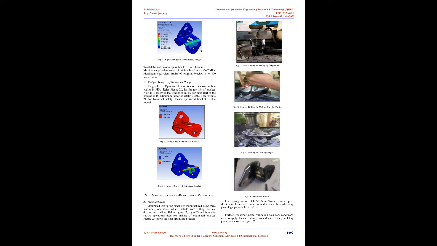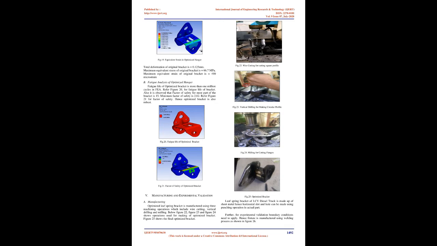Further, for experimental validation, boundary conditions need to be applied. Hence a fixture is manufactured using a welding process, as shown in Figure 26. B. Experimental validation. For experimental testing, strain gauge testing is done using a UTM machine, which is used to apply a load of 6000 N on leaf spring bracket 1. Refer to Figure 27 showing the strain gauge testing setup.